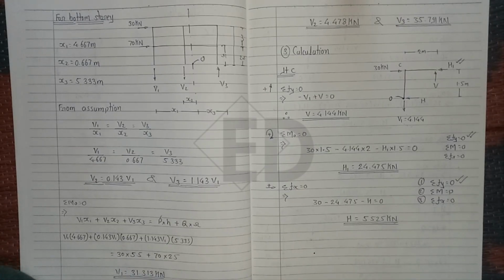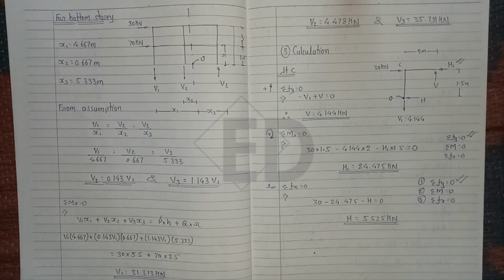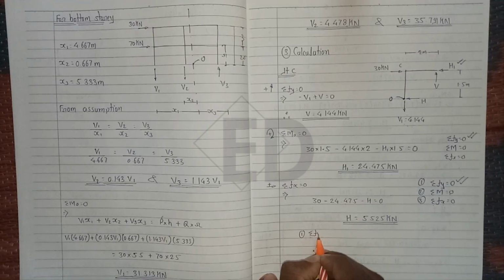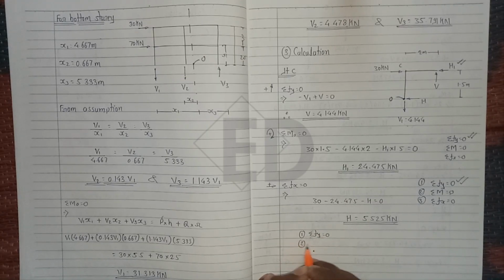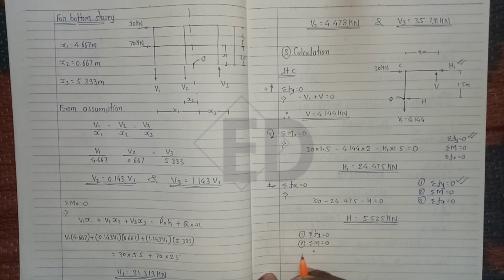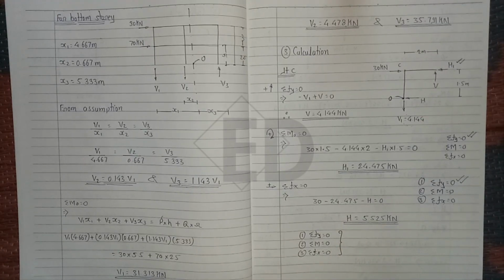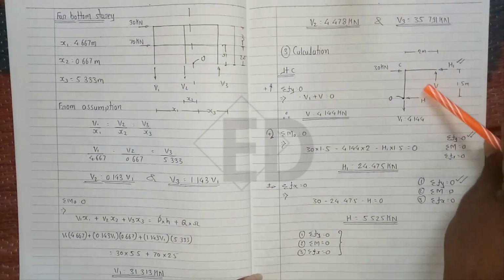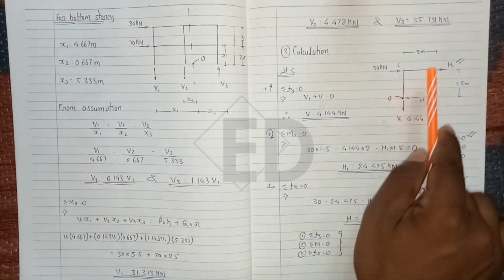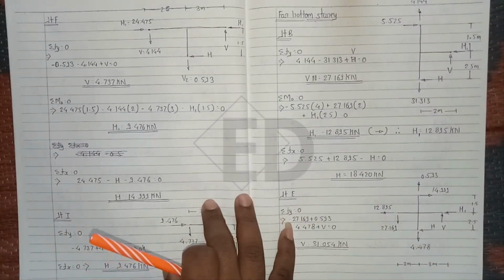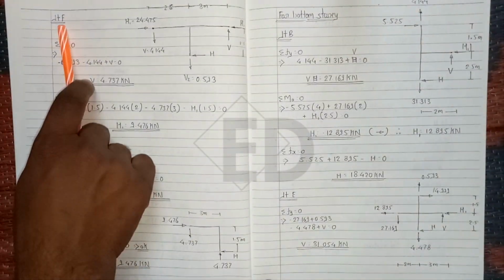Just remember, this is one of the simple methods, and for solving each joint you have to apply only three operations. Remember this in sequence: summation of Fy equals to 0, secondly summation of moment equals to 0, and thirdly summation of Fx equals to 0. By applying these three operations you are able to find the shear forces and axial forces in the column and beam. Okay, let's see the same operation for joint F.